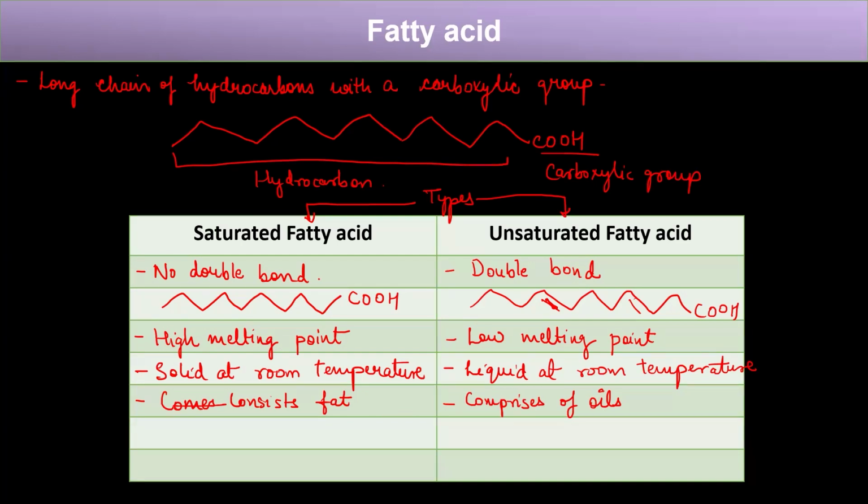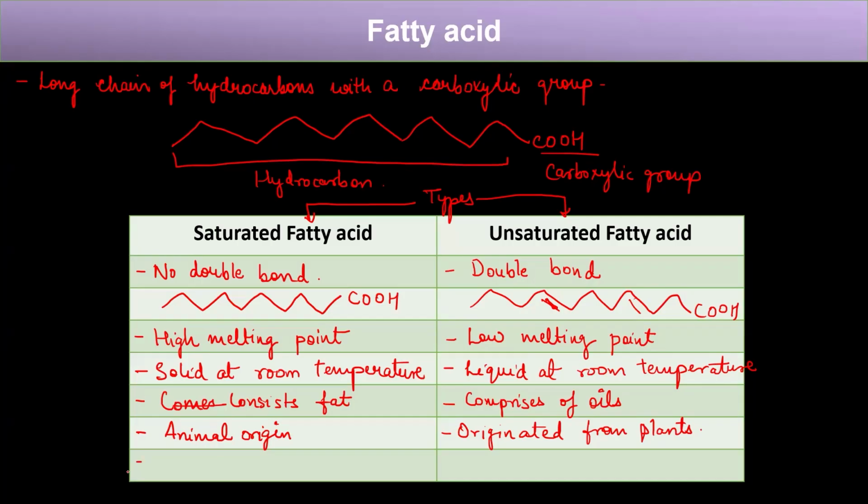Okay. Now, another difference between saturated and unsaturated is that the saturated fatty acids are originated from animal. So they have animal origin. The saturated fatty acids have animal origin, while the unsaturated fatty acids, they are originated from plants. Okay, these are originated from plants.